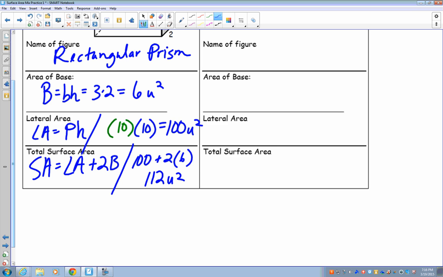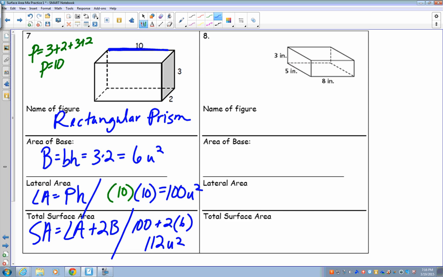On the one you're going to do on your own, you will need to make sure you identify the base. I would use the rectangle here at the bottom, which is the 5 by 8. So start with that base, find the area of that base, find the perimeter of that base, and then start plugging in the parts.